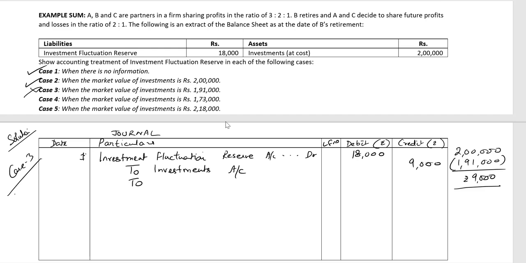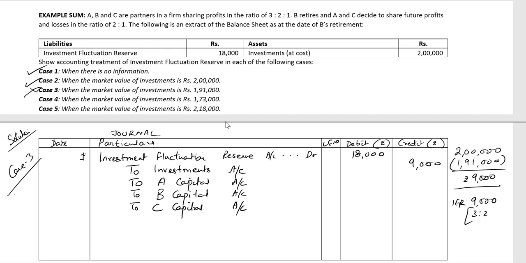The balance 9,000 of investment fluctuation reserve can be distributed among all partners in OPSR. To A capital account, to B capital account, to C capital account. 9,000 balance of IFR in 3:2:1.